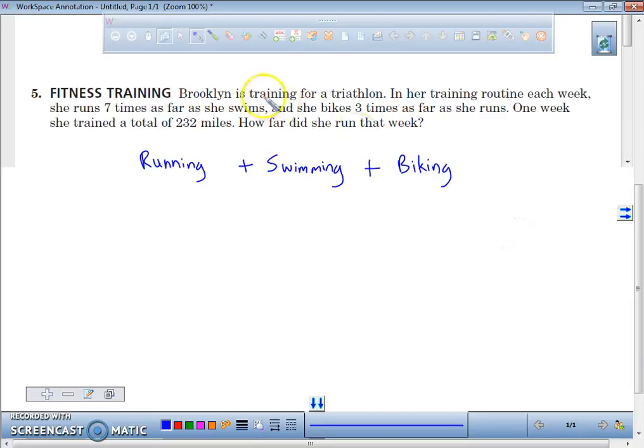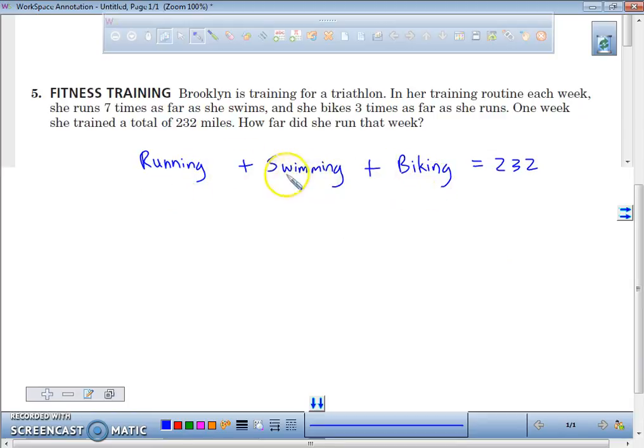See here, Brooklyn is training for a triathlon. In her training routine each week, she runs 7 times as far as she swims. She bikes 3 times as far as she runs. One week, she trained a total of 232 miles.